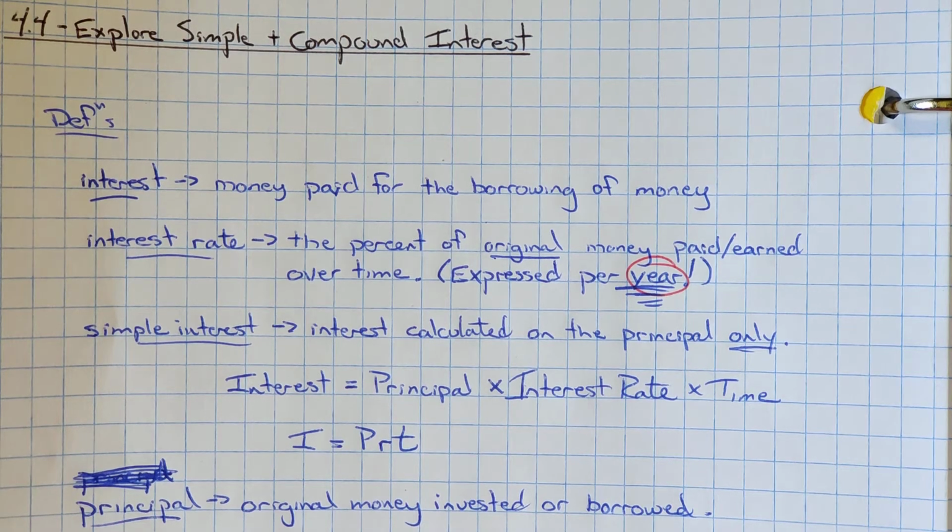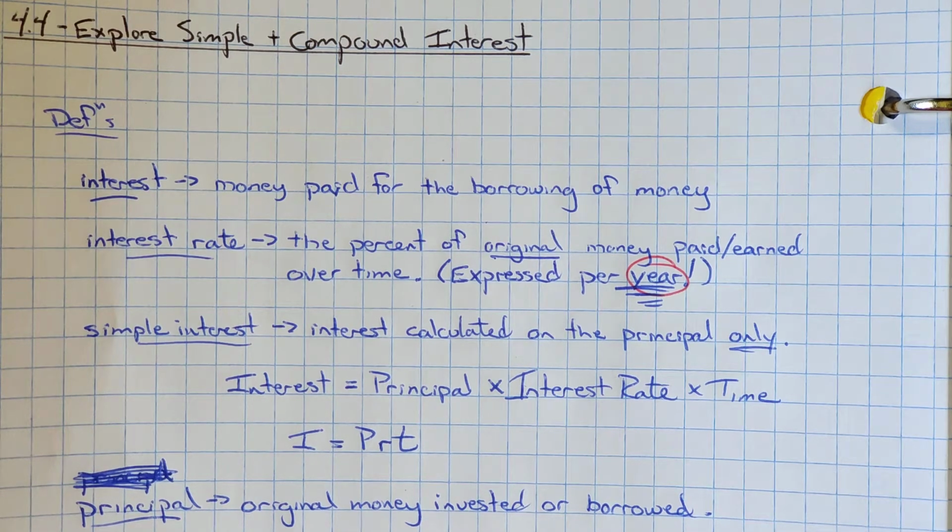All right, so in this one here, we're going to take a look at simple and compound interest and how they work based on the simple interest formula. So some definitions to get out of the way. Interest, that is money paid for borrowing money.